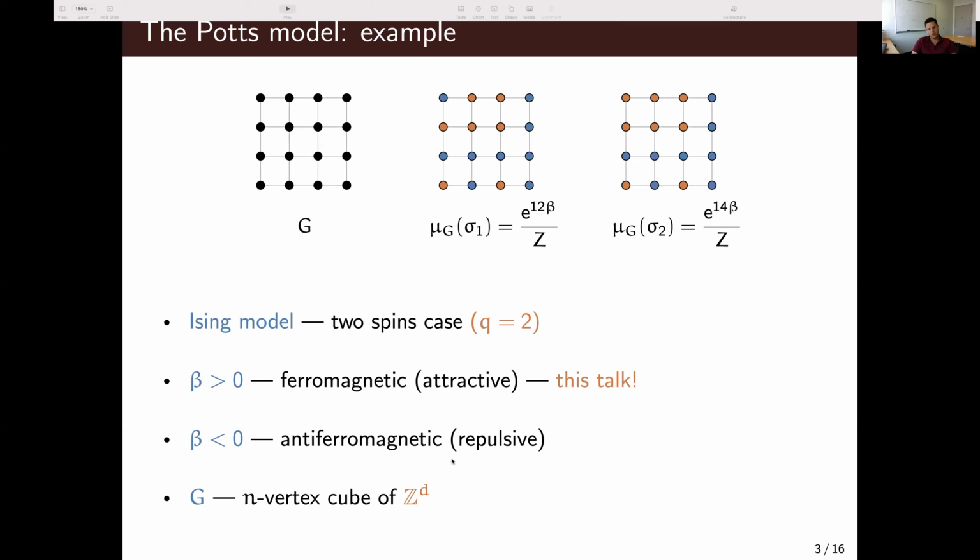Okay, so in this talk we're going to be focusing on a particular class of graphs, and these are the n-vertex cubes of Z^d. We will see that our results actually generalize to a larger family of graphs, but the problem that we set out to study was initially in this setting. Okay? So here in our example, this is a 2-dimensional cube of Z^2.